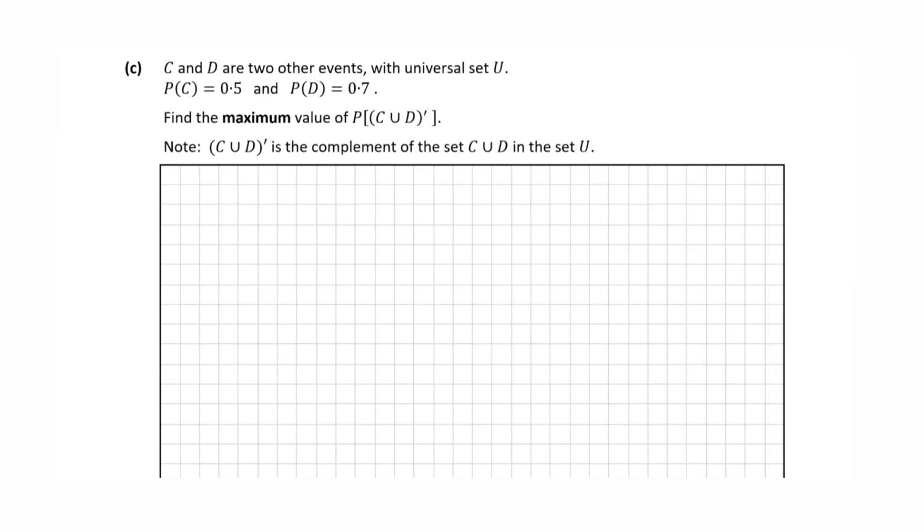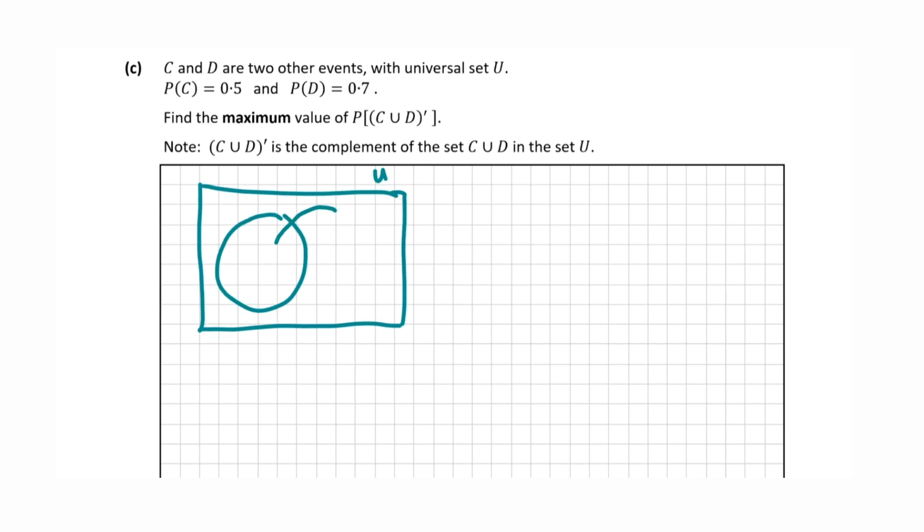In part C of the question, they tell you that C and D are two other events with the universal set U, with the probability of C being 0.5 and the probability of D being 0.7, and they want you to find the maximum value that the probability of the complement of C union D could be. So here I've just drawn out our wee Venn diagram. So they're looking for the maximum value that the complement of C union D could be. So that means that we're looking for the maximum value this area out here could be.